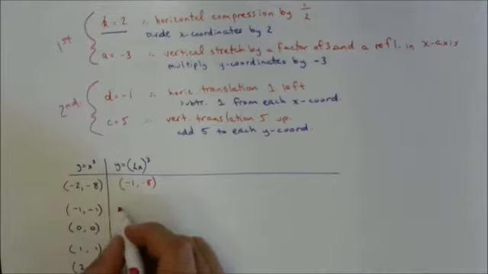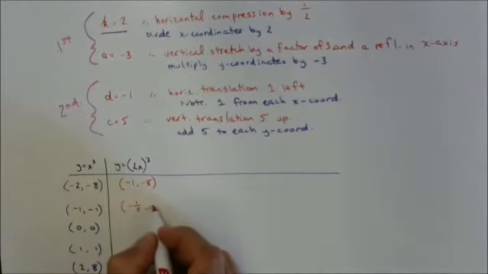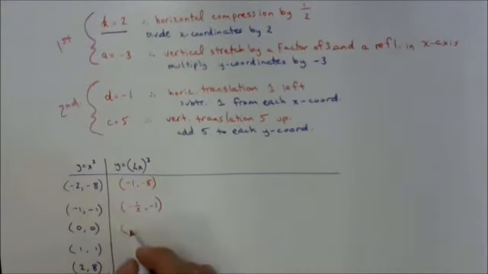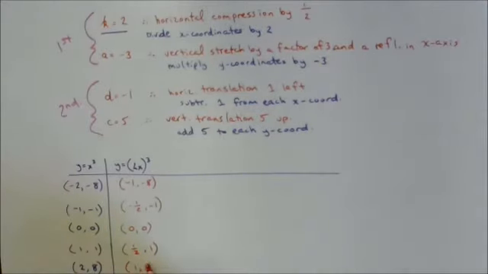Instead of -1, -1, we have -1/2, -1. 0, 0 stays 0, 0. So again, we haven't moved it at all, right? 1, 1 becomes 1/2, 1, and 2, 8 becomes 1, 8.